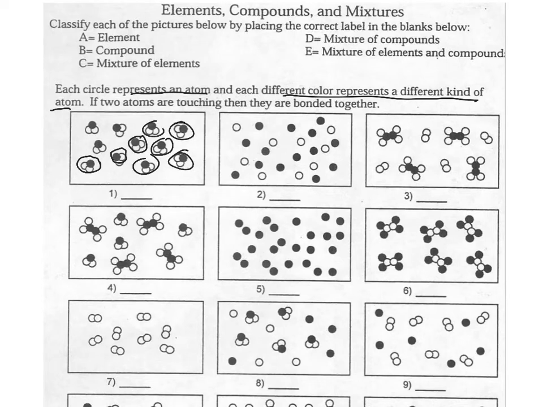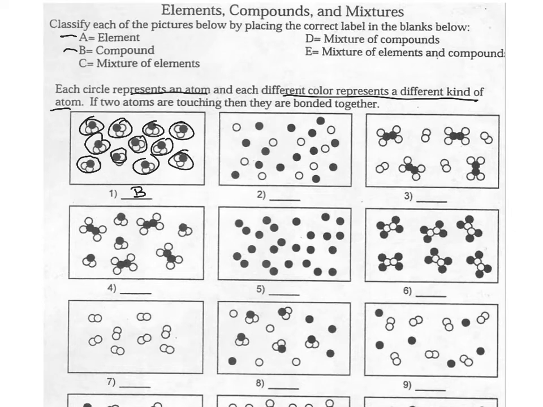So these must not be an element, because there are two different types of elements in each one of these compounds. Well, it's definitely a compound because those atoms are joined together. It's not a mixture of elements. It's not a mixture of compounds because all of these look the same. So this has to be just B, a compound.